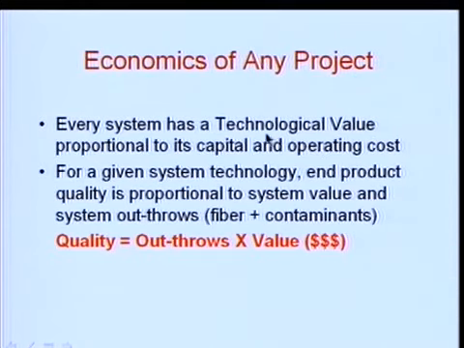So every system has a technological value proportional to its capital and operating cost, and you can put that value in terms of dollars, or dollars per ton, or however you want to define it. However, for a given system technology, in other words, all the modules that you put together in the sequence that you put together, that's the system technology, end product quality is proportional to the system value and system outthrows, which is the total of fiber and contamination. How? Let's look at that.